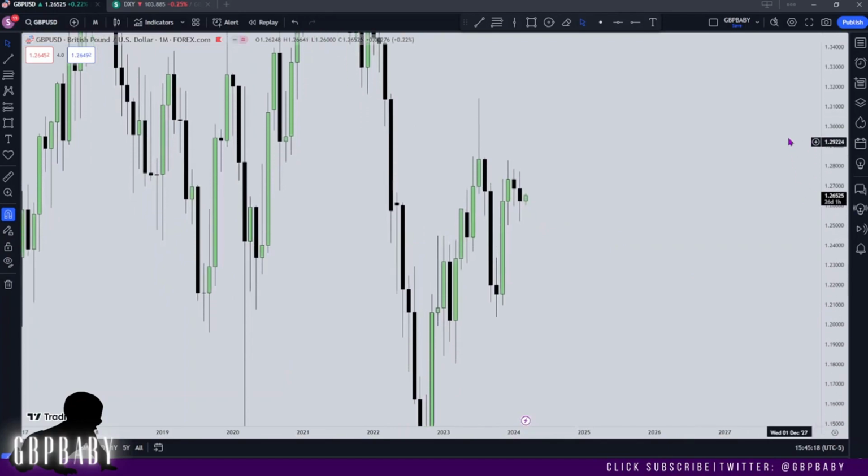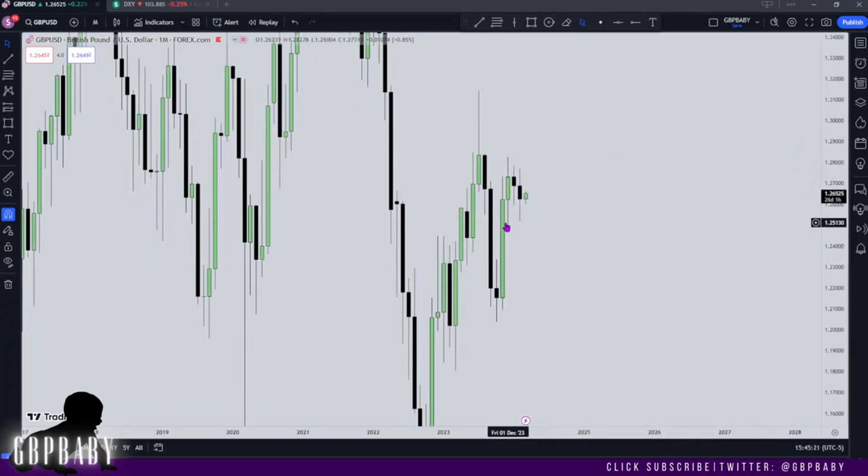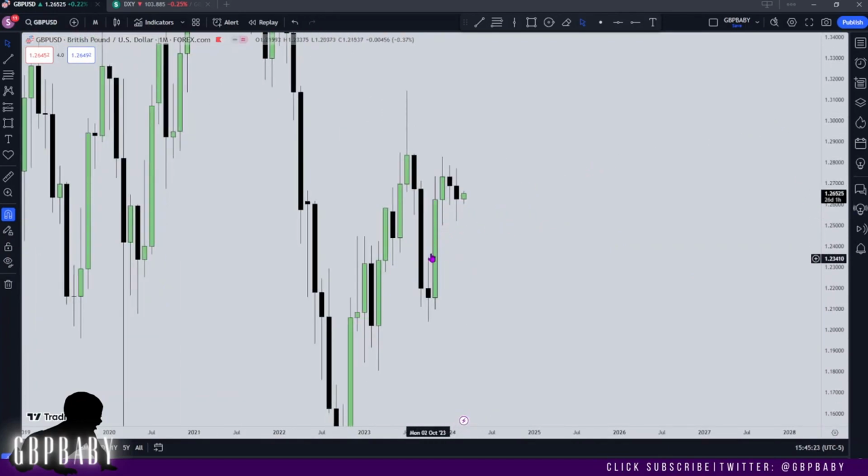And if you've been watching my videos, you'll know that I wanted to see this monthly fair value gap get traded to last month. But you can see that price failed to do so. And now that we've started March, again, if we're expecting some lower movement on dollar, what does that mean for GBP? We should expect some kind of higher movement on GBP.